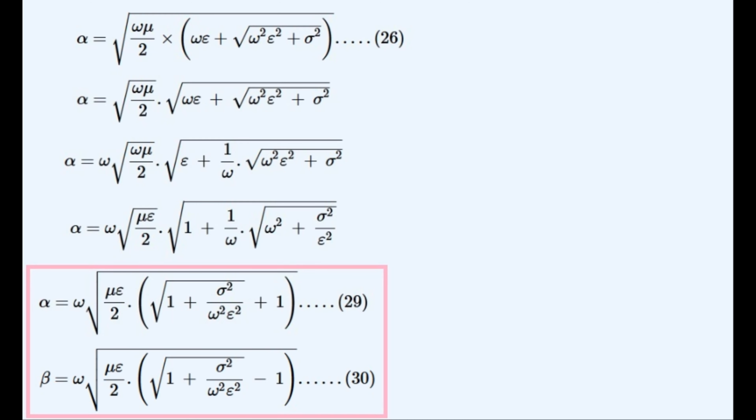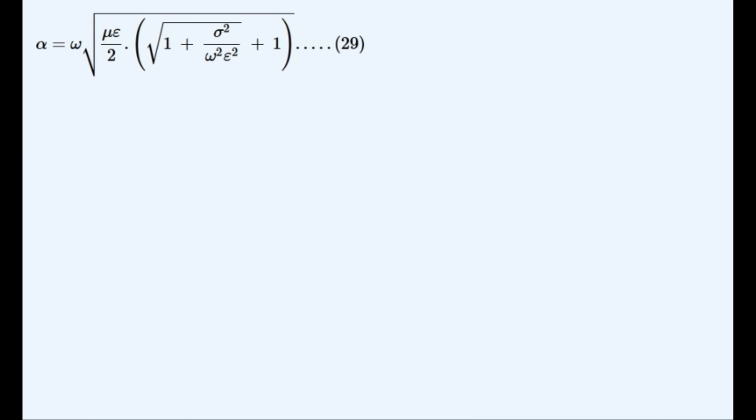We similarly get this expression for beta, and so starting with this expression, we try to get a simpler formula for alpha. This expression is true for all good conductors. It means that this expression is much larger than 1 to the point where we can ignore 1 if we have to add it onto it. And so we can write this approximation and use it to simplify equation 29.